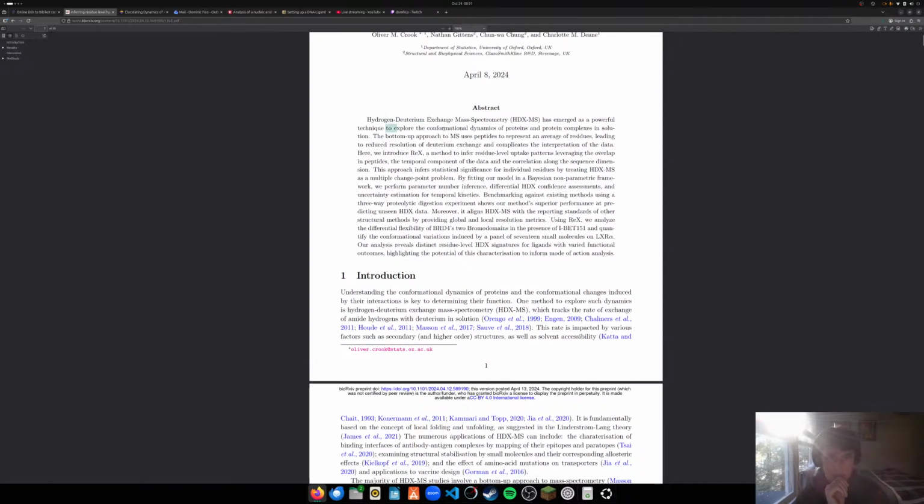Hydrogen deuterium exchange, powerful technique, bottom up approaches use peptides to represent the average of residues. Okay, use MS. We introduced a method to infer, leveraging overlap in peptides, the temporal component of the data, and the correlation along the sequence dimension. So they leverage the overlap in peptides, the temporal component of the data. It's kind of interesting. And the correlation along the sequence dimension. I don't really know what that means.